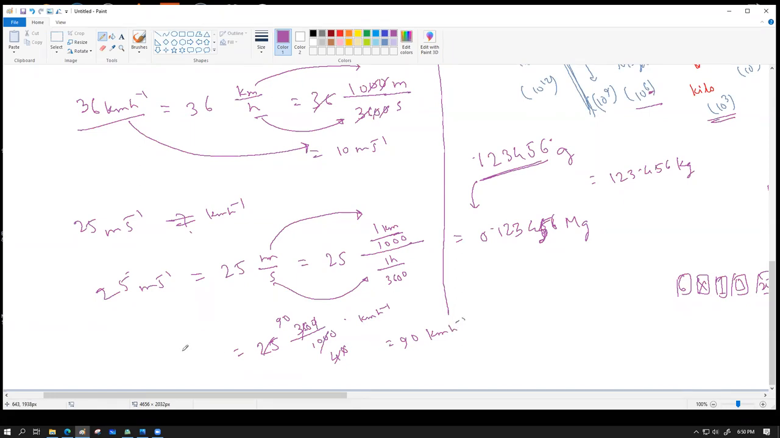Now, this is the safest way, but there is a shortcut. The shortcut I'm also going to teach you. Have a look at the shortcut. Try to understand. Let me elaborate further.